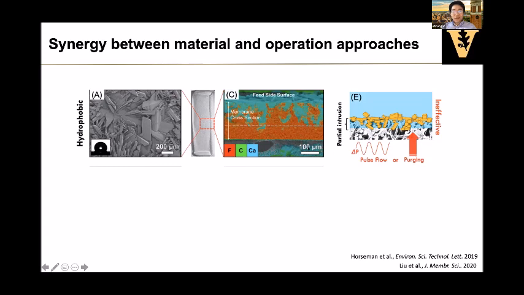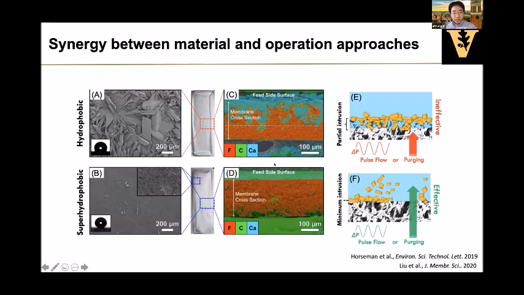But it would not work at all if you have a hydrophobic membrane. As you can see, the scalant would actually form these anchors inside the pore, so this just doesn't work at all. Now, if you have the super hydrophobic membrane, which I showed is still not completely resistant to gypsum scaling, but you do this operational innovation together with it, we show that it is actually effective in almost eliminating even gypsum scaling.